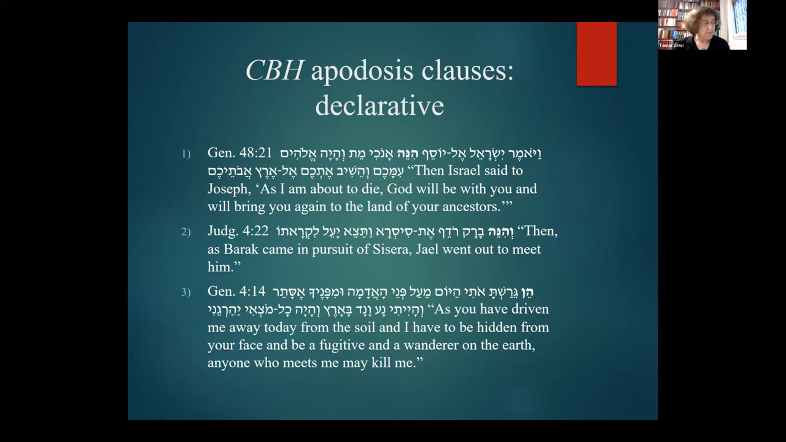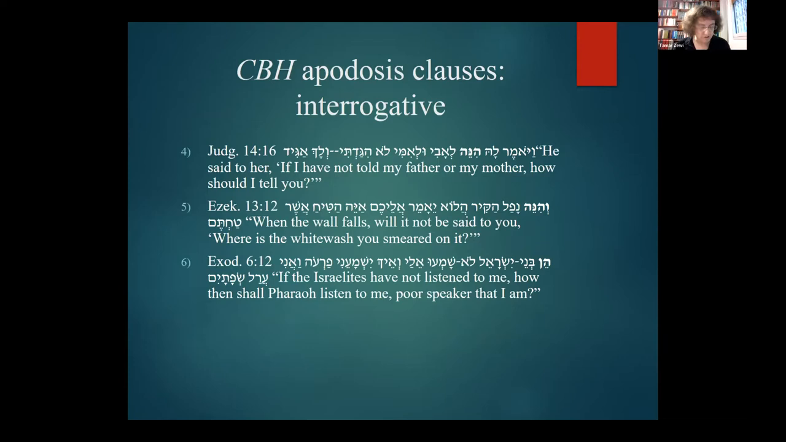Interrogative clauses, rhetorical questions, serving as apodosis clauses are the following. Four, Judges 14:16, ויאמר לה, הנה לאבי ולאמי לא הגדתי, ולך אגיד. He said to her, if I have not told my father or my mother, how should I tell you? Five, Ezekiel 13:12, והנה נפל הקיר, הלא יאמר עליכם, איה הטיח אשר טחתם. When the wall falls, will it not be said to you, where is the whitewash you smeared on it?